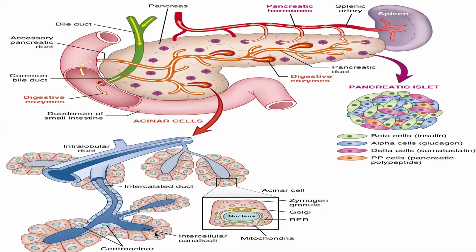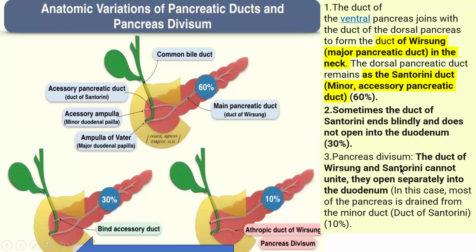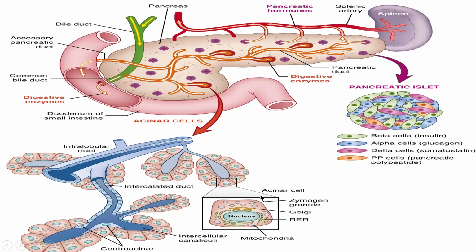So the image is given: hormones, artery, spleen, pancreas, then bile duct coming from the gallbladder and liver, the pancreatic duct, common bile duct, digestive enzymes, and the duodenum, the first part of the small intestine. Then the pancreatic islets of Langerhans secrete: beta cell, insulin; alpha cell, glucagon; delta cell, somatostatin; PP cell, pancreatic polypeptide. We will learn about the endocrine function in the next video.